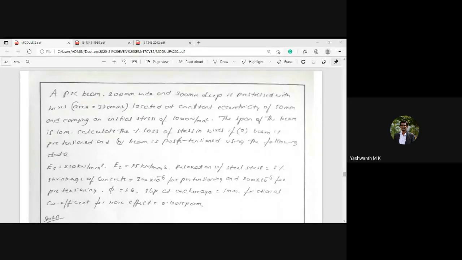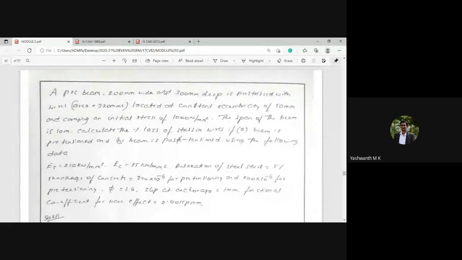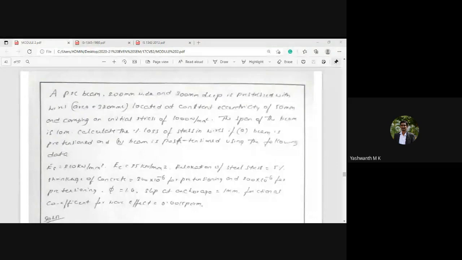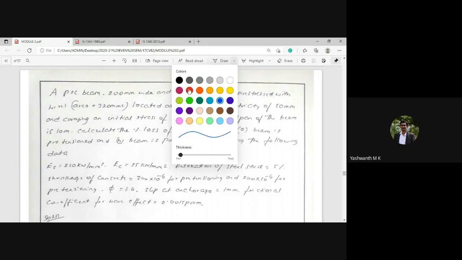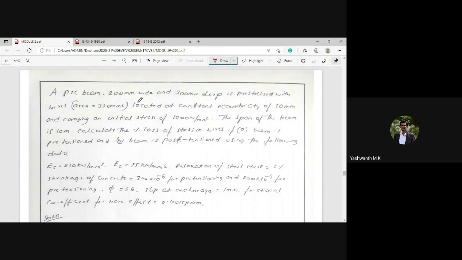So let me present the things. Fine. So let me go ahead with the problem. This is the problem they have been given. This is the first problem. I'm going to solve a very simple problem, and this is the problem which they have been given in the examination. So first let me go.